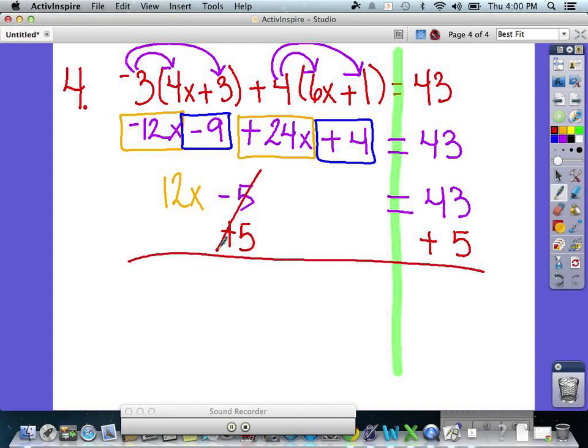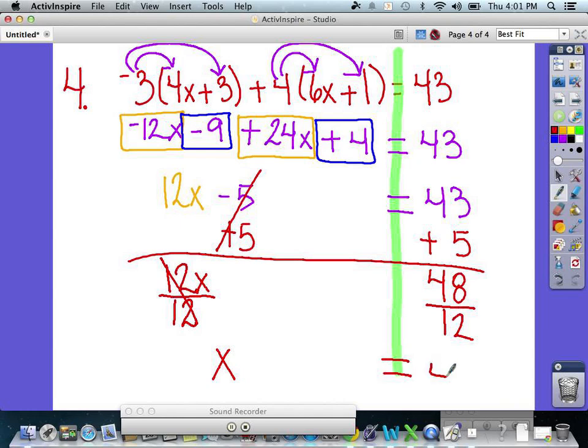This will cancel out. 43 plus 5 will give me 48. The only thing that I have left on the other side of the equal sign is 12. Let me write that in the right place. 12x. Now, to get x by itself, you need to divide because 12x, the operation here is multiplication. So you divide, which is the inverse operation, on both sides. The 12 will cancel out on this side, leaving us with x equals 4.